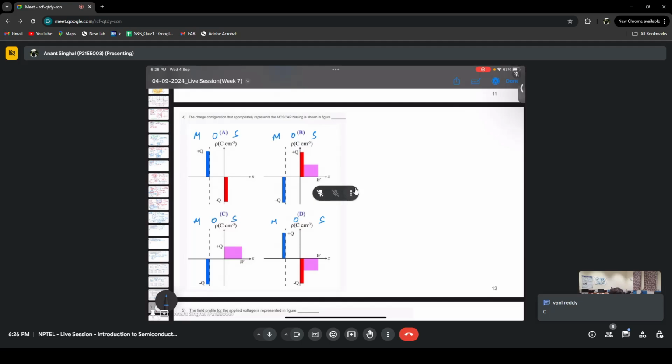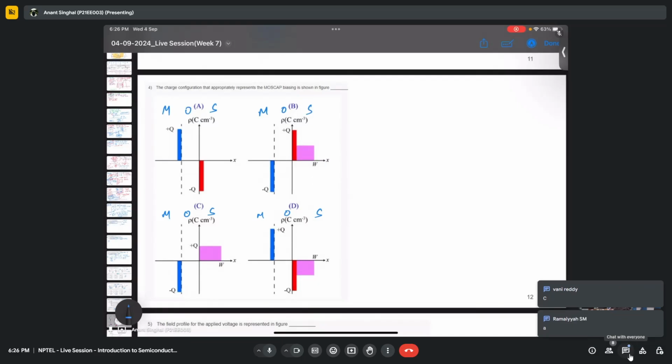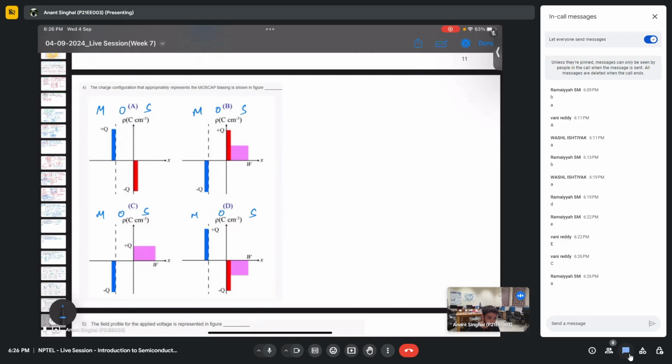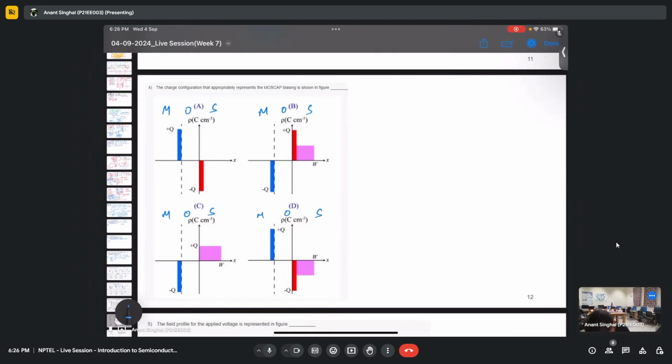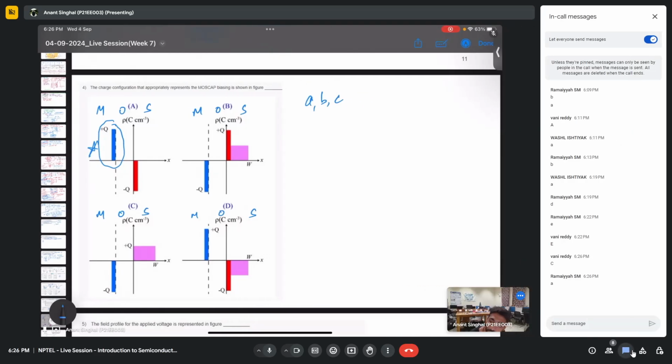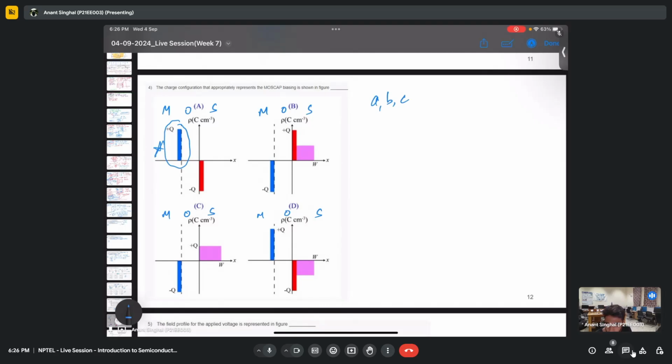B, sir. Okay. So I've got different opinions again. Someone is saying A, someone is saying C, and someone is saying B. Okay. So A, B, C, all the three. Let's go one by one then. Whosoever is saying A: for metal, we cannot have positive charge first of all. Do you understand? We cannot have a positive charge for metal. So A and D will get directly eliminated. Does it make sense? Yes, sir.